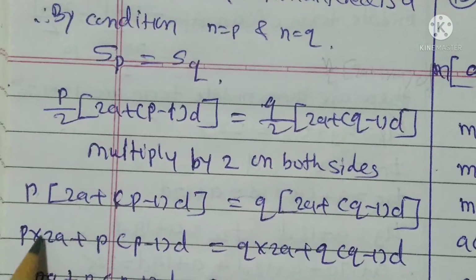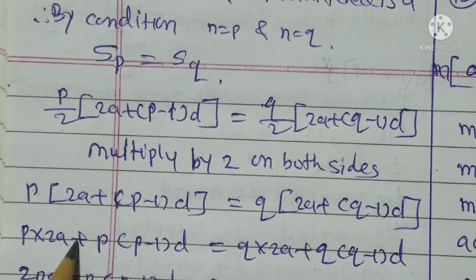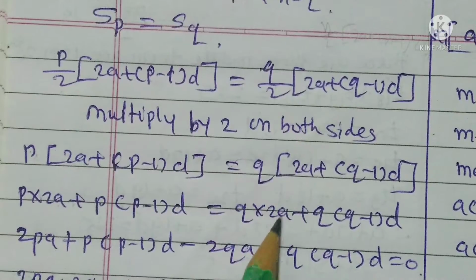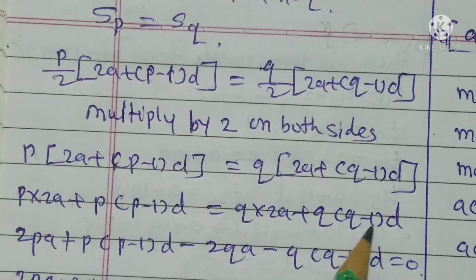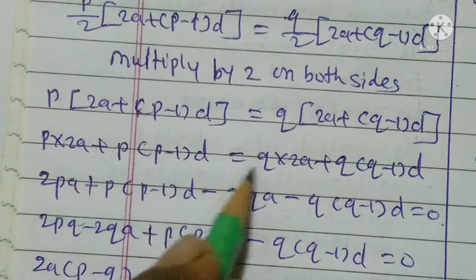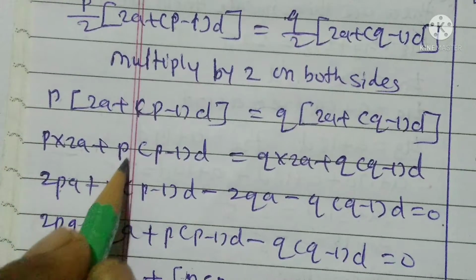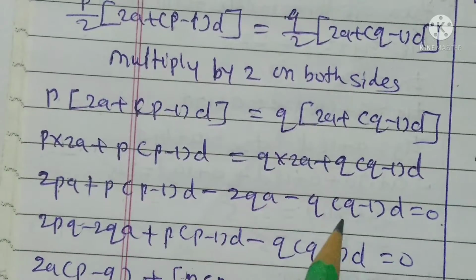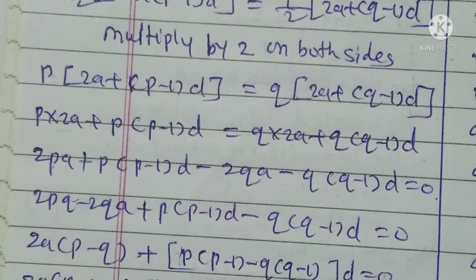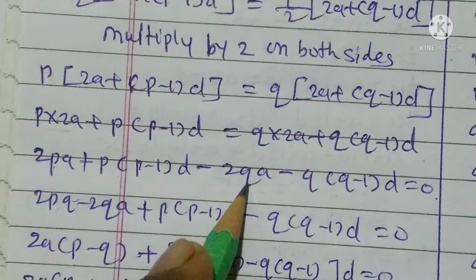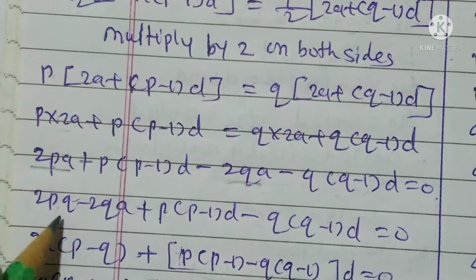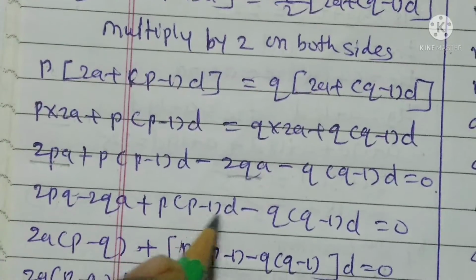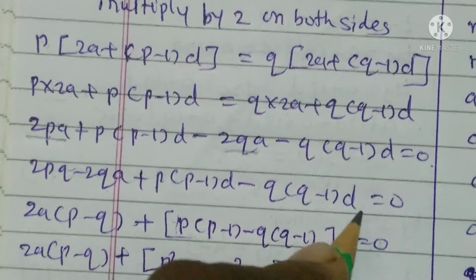So p multiplied by 2a, p into (p minus 1) into d, q into 2a, and q into (q minus 1) into d. So 2pa plus p(p minus 1)d minus 2qa minus q(q minus 1)d equals 0. Here 2pa minus 2qa, taking common, and p(p minus 1)d minus q(q minus 1)d.